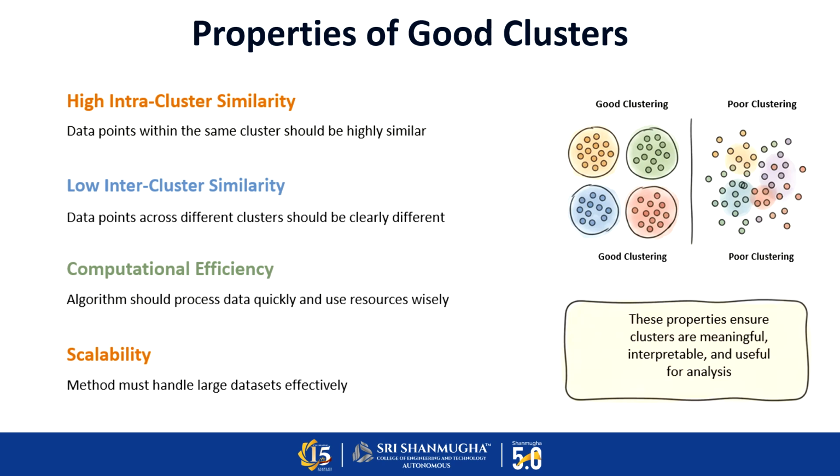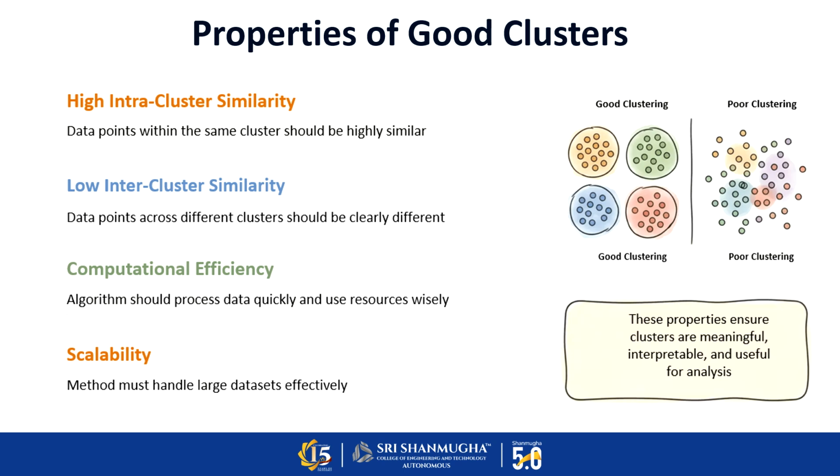So, high intra-cluster similarity. Objects within the same cluster should be highly similar. If you have a cluster of action movie fans, everyone in the cluster should actually love action movies. If some people in it prefer romantic comedies, then the cluster is not pure. It has a low intra-cluster similarity.